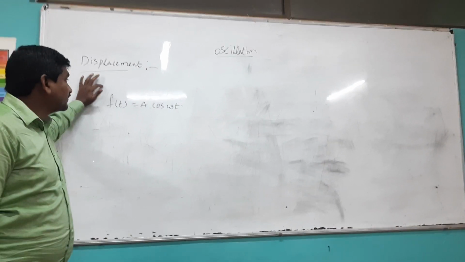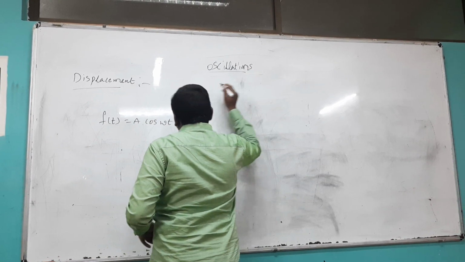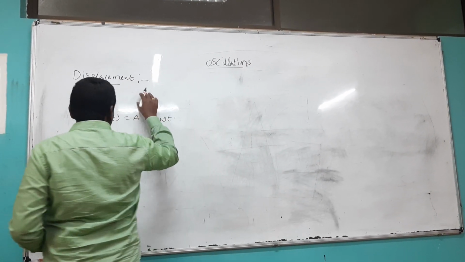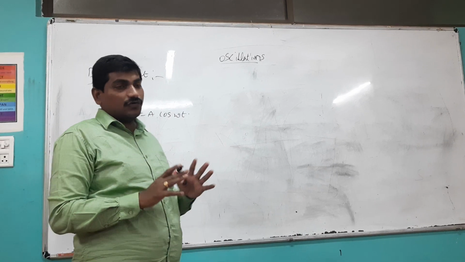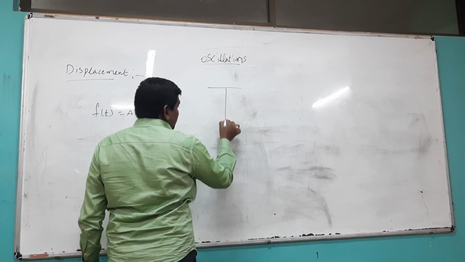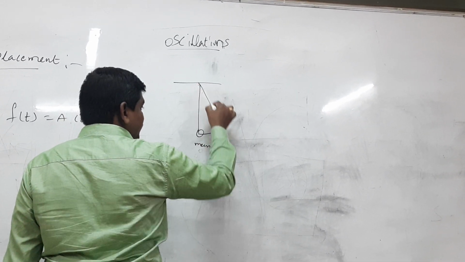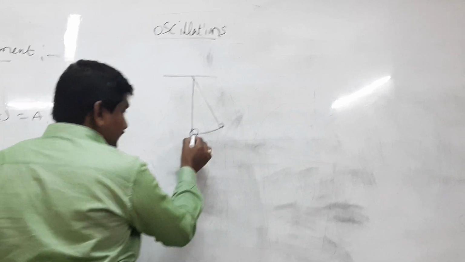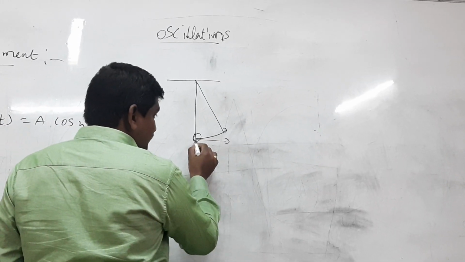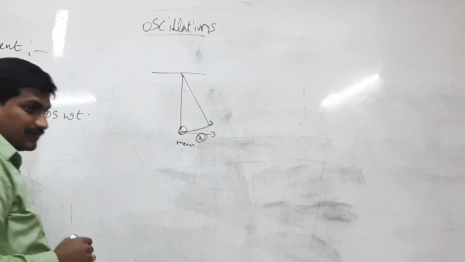We are going to discuss displacement in oscillations. That means how we are going to represent displacement, and how we are going to find it. Normally, if you take any oscillatory object, it moves from its mean position to a certain extreme position, right? So this part, how it has moved from 0 to some position, is called displacement.